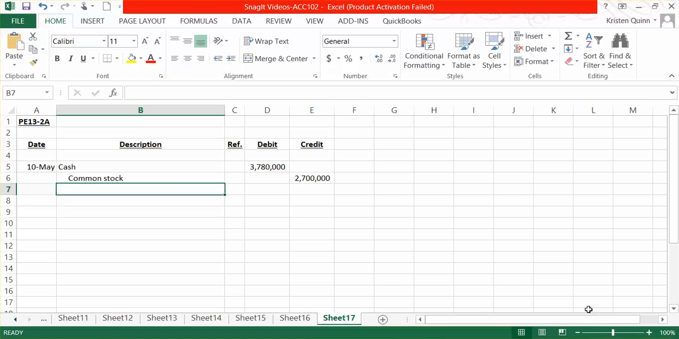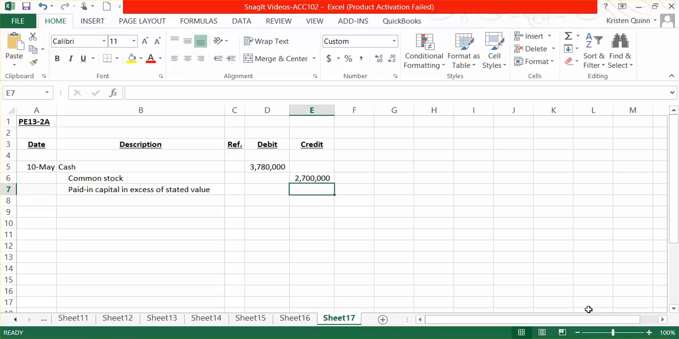Since our debits and credits don't equal, we know we need another credit. When the price that we're selling our stock for, in this case $42, exceeds the par or stated value, which in this case is $30, the difference goes to an account called paid in capital in excess of stated value. So we simply take the difference between how much cash was received and the par or stated value in total to get our paid in capital in excess of stated value.